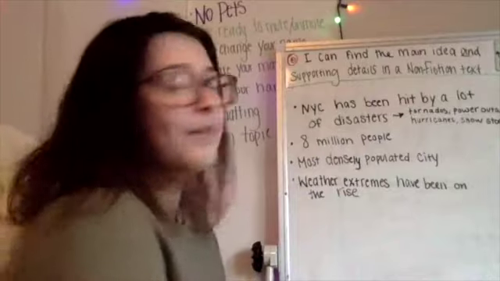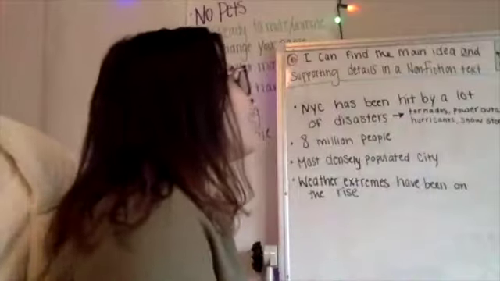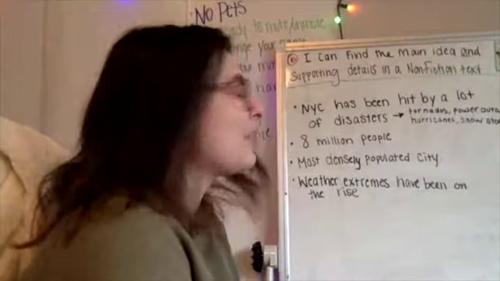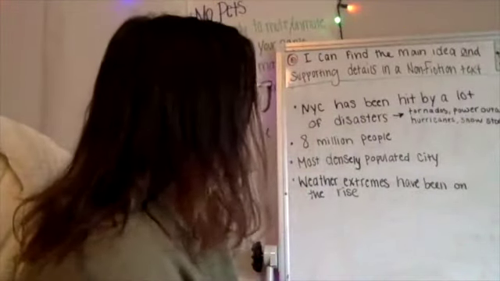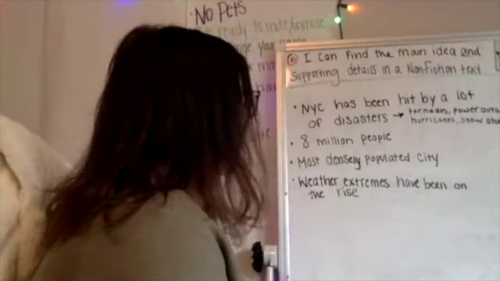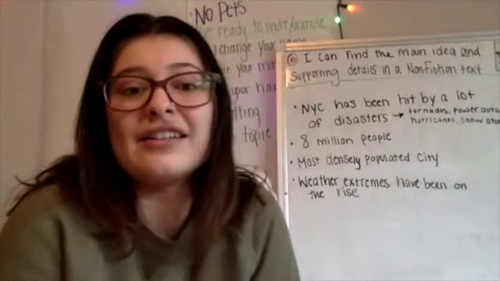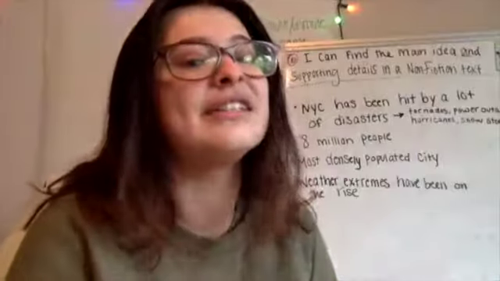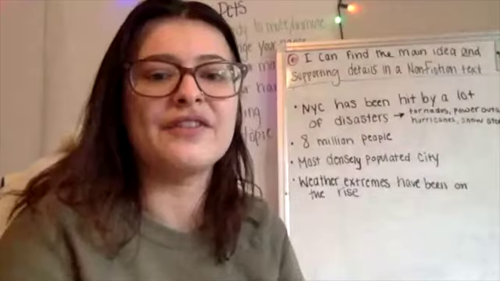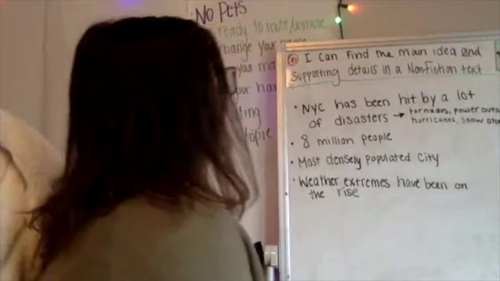I wrote that from the video I learned that New York City has been hit by a lot of disasters such as tornadoes, power outages, hurricanes, and snowstorms. I also noted when the video said that New York City has 8 million people, making it the most densely populated city. I also noted when the video said that weather extremes have been on the rise. So I could have taken a lot more notes. I could have added more details, but these things I think are all really important. And to me, they're all kind of connecting together to form a main idea about the video.